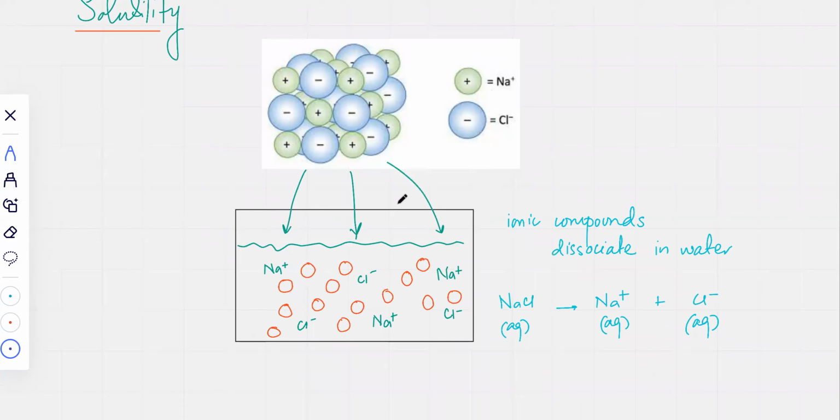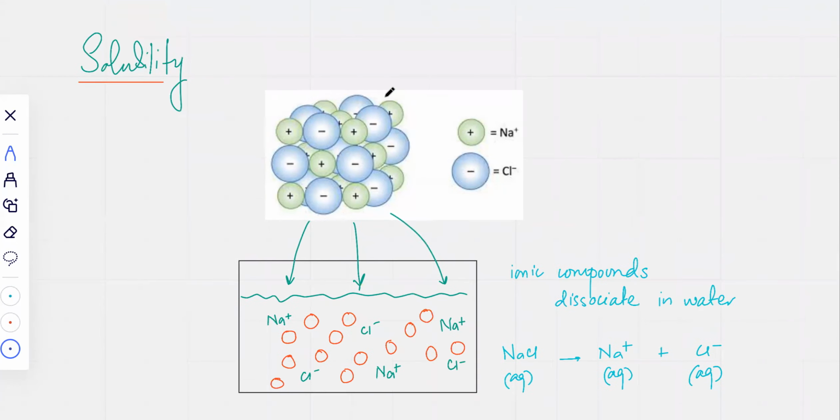Anyways, your ionic compounds are dissociating and breaking away into positive and negative ions. Now, one very important point is that not all ionic compounds are soluble. Some are soluble and some are not. If the force of attraction is weak, if they have weak ionic bonds, the attraction between the positive and negative ions is weak, then the ions get scattered very easily and mix with water very easily.